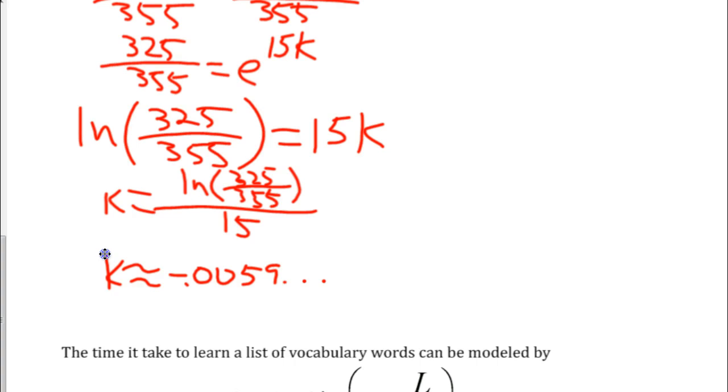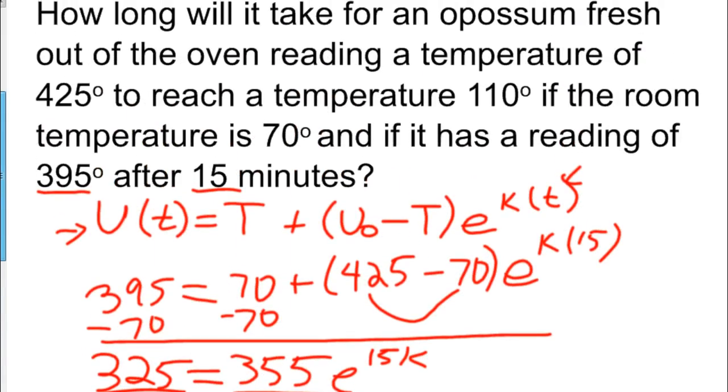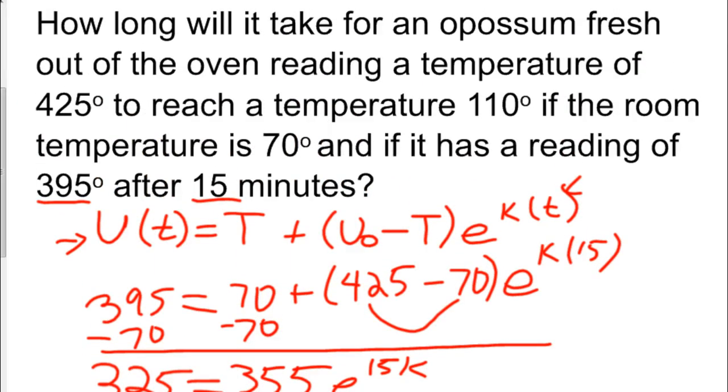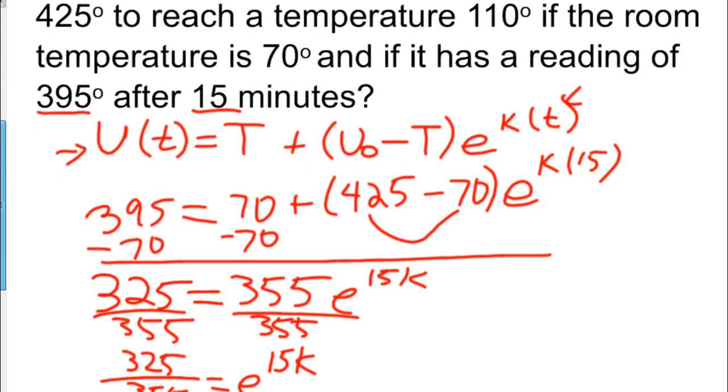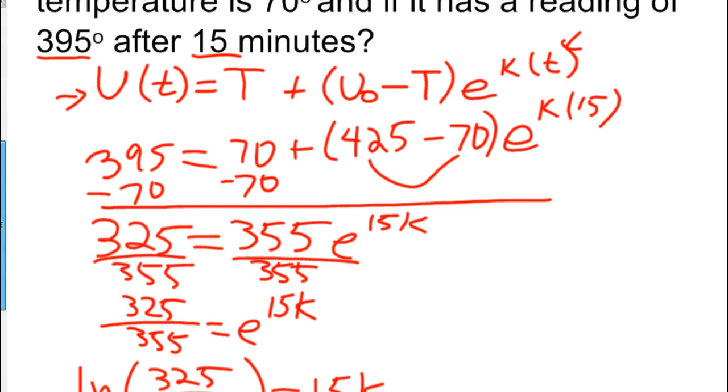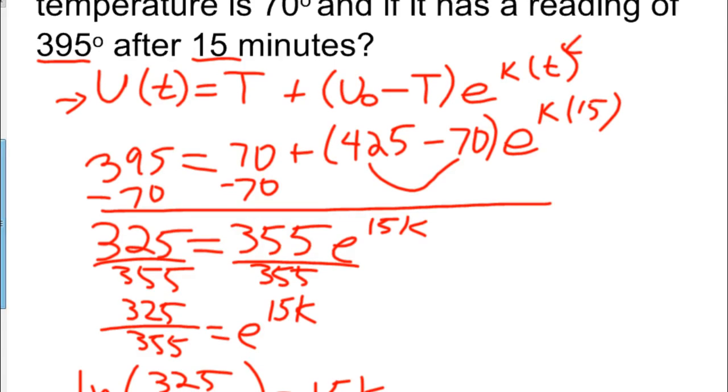Okay, so now that I know how fast it's cooling down per minute, couldn't I use this number now to figure out how long it's going to take to get to 110 degrees? Right? By the way, little known, I don't know if you've ever thought about the cooking industry. There are rules about how hot food has to be. Certain foods have to reach a temperature of like 160 degrees and things like that.